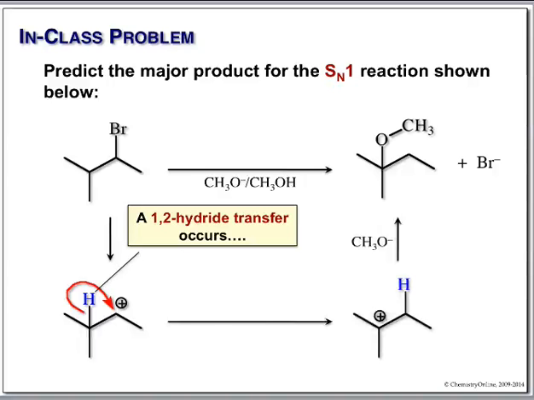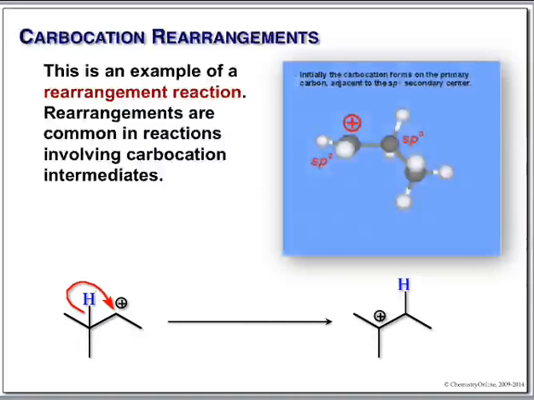Now, people sometimes have trouble with hydride transfers. It's really not magic at all. This is a little movie. Here I put a positive charge on this terminal carbon, so it's a primary carbon. And here I have a secondary carbon next to it. All the hydride transfer does is this hydrogen with its electrons just simply slides from here to here.